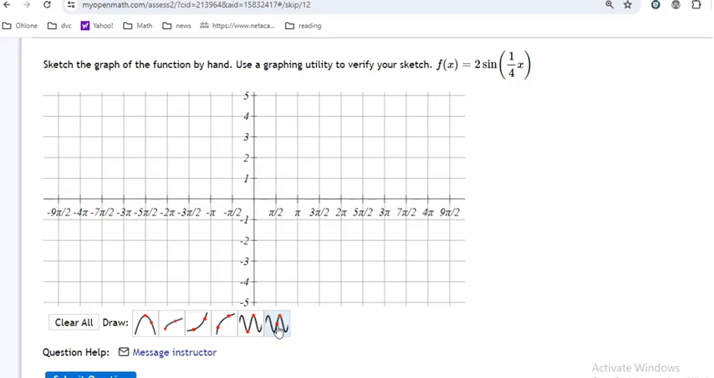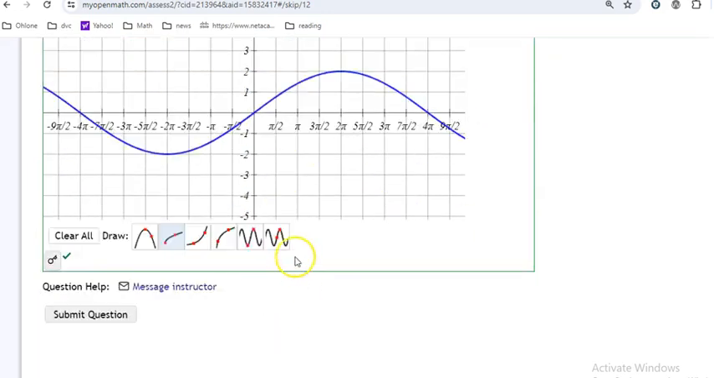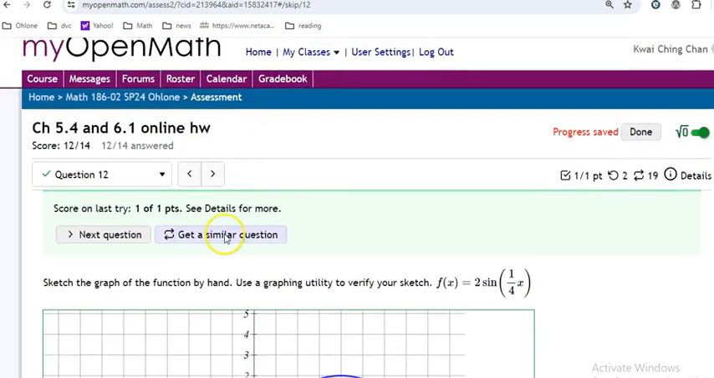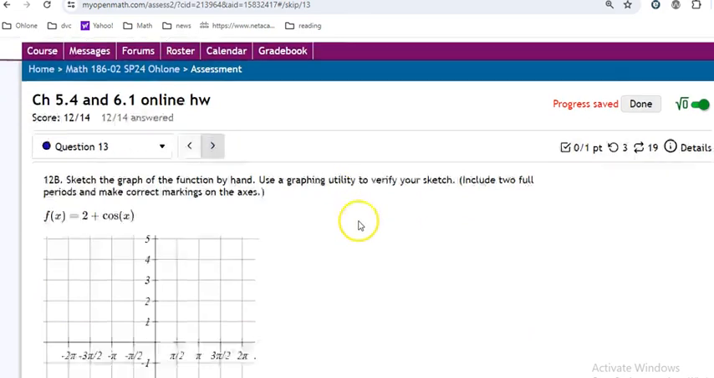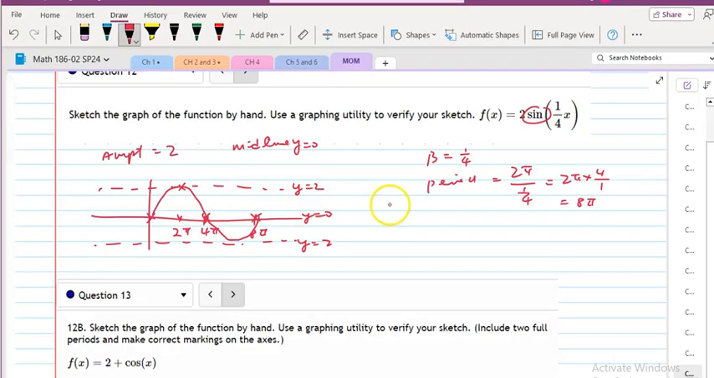It should be a sine curve. And I want to have a 0, 0 and a 2 pi at 2. Right? So you pick the beginning point and the first maximum for sine. 13, sketch a cosine curve.